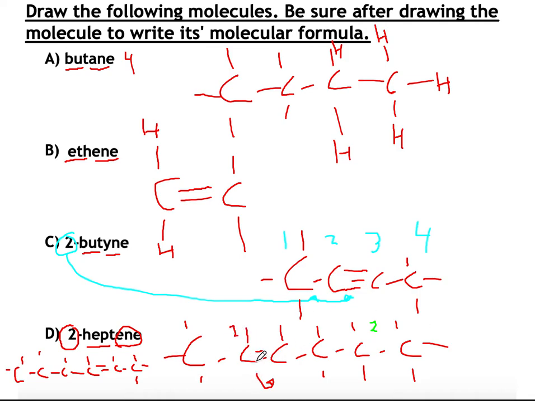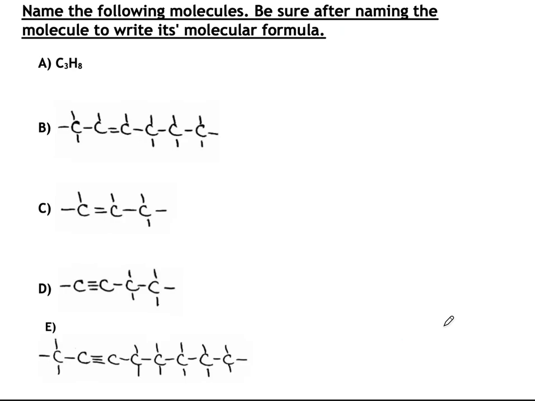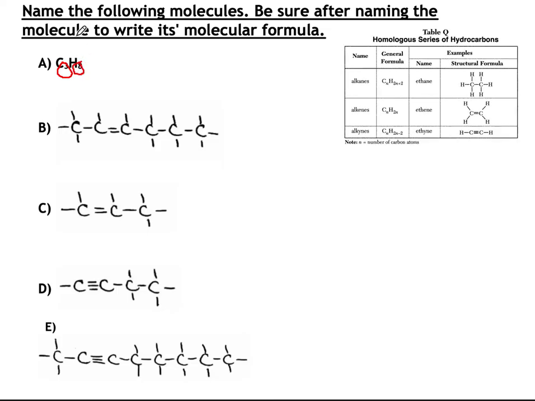We start the double bond right there. What if I asked you to go the other way? Well, if I give you C3H8 and I want you to name it, let's figure out what that is. This is where things get kind of complicated, but not really. We can look at the ratio of the carbons to the hydrogens. And for that, we're going to use table Q.